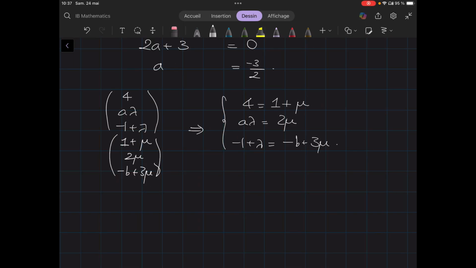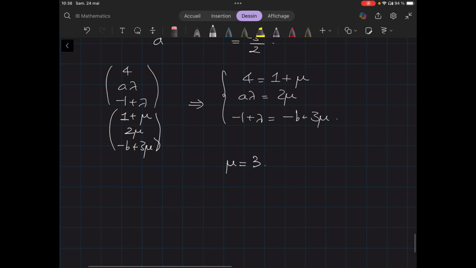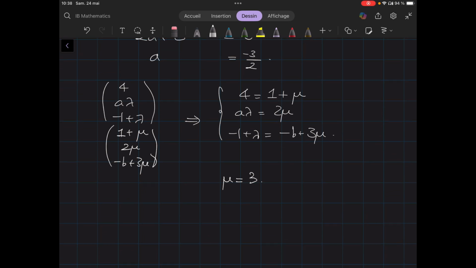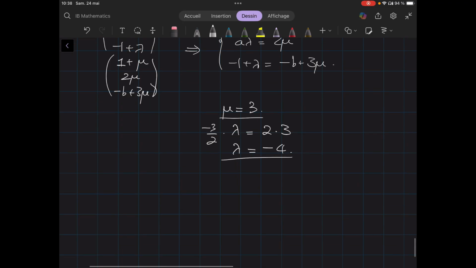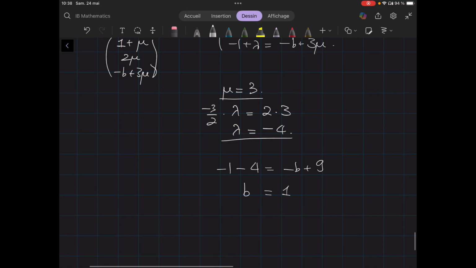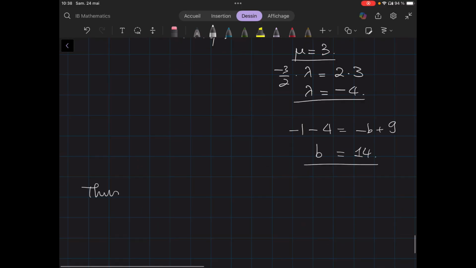From the first equation, we deduce mu is equal to 3. From the second equation, we find that A is equal to -3/2, so A times lambda is equal to 2 times 3. So lambda is therefore -4. Plug mu and lambda into the third equation, we would get -1 minus 4 is equal to -b plus 9, or b is equal to 14. Thus, A is equal to -3/2, and B is equal to 14.